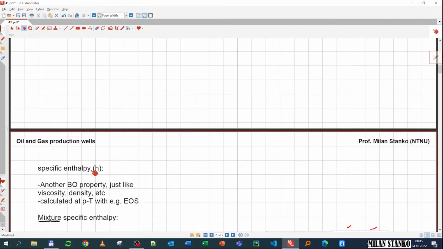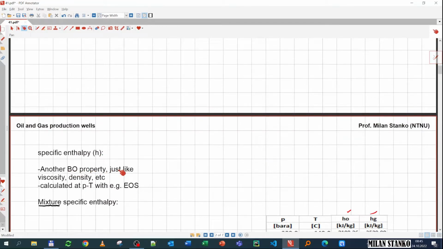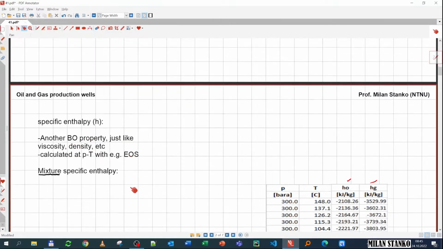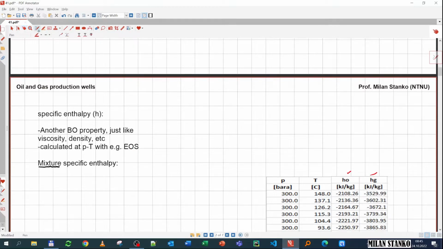Specific enthalpy, H, is simply another black oil property, just like viscosity, density, etc., that depends on P and T, and I can calculate it at a given P and T with an EOS, equation of state, and a composition, for example. By the way, the H that we are considering in that equation is the H of the mixture: the mass fraction of gas times the enthalpy of gas, plus the mass fraction of oil times the enthalpy of oil, plus the mass fraction of water times the enthalpy of water, if we had any water. And this X, for example of gas, is the mass flow of gas divided by the total mass flow.